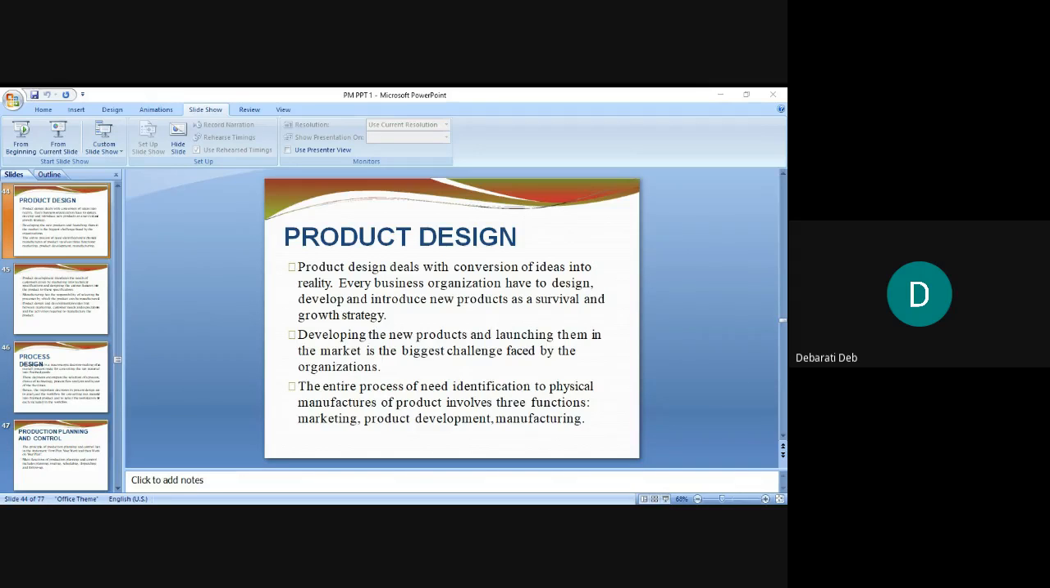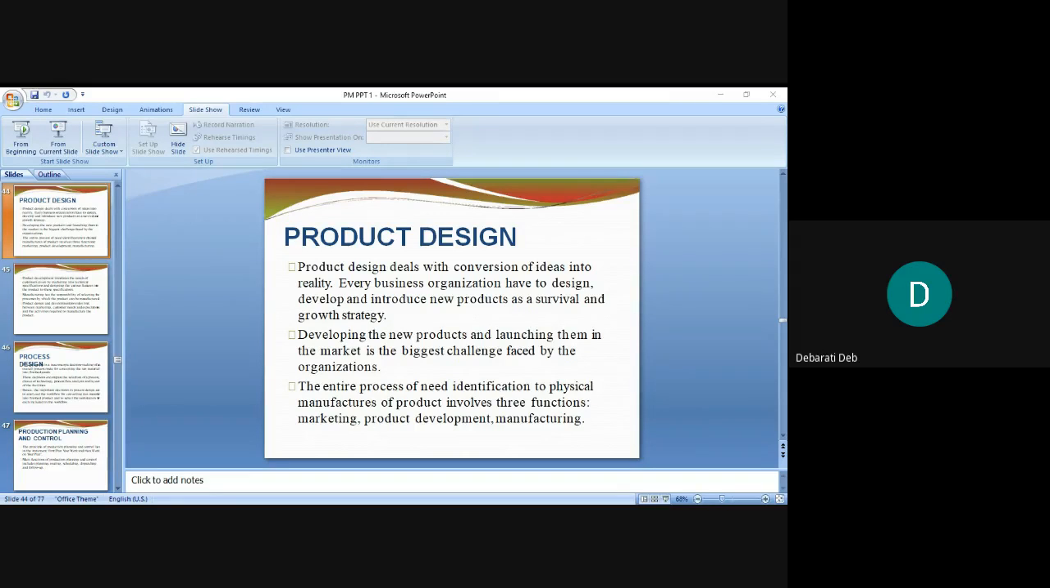So it is said that developing the new product and then launching it in the market, what should be the perfect market, whom to target, at what time it should be launched, everything is very difficult. So this is said to be the biggest challenge for organizations: to develop the new product and then launch it in the market in the perfect way possible.